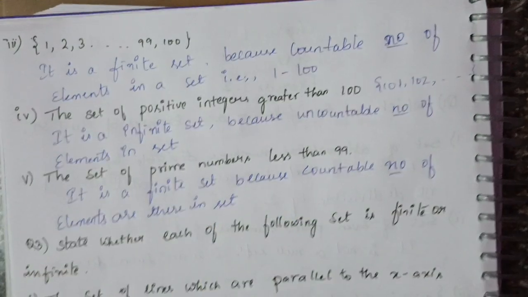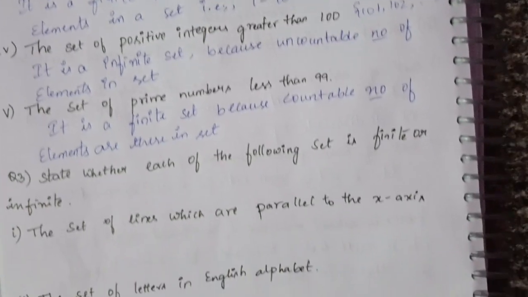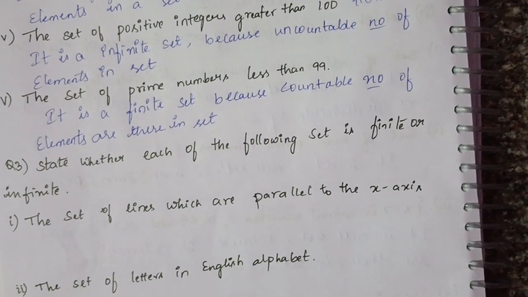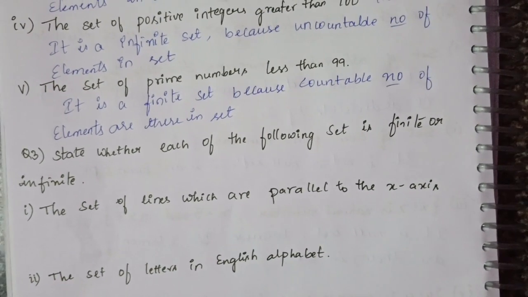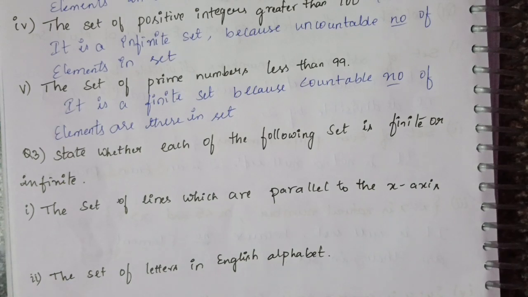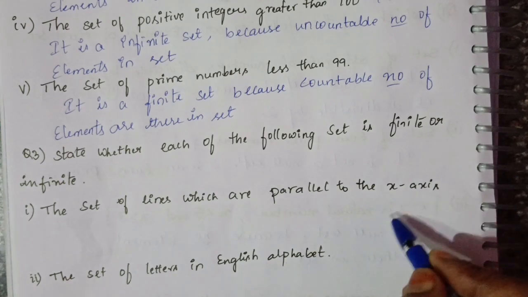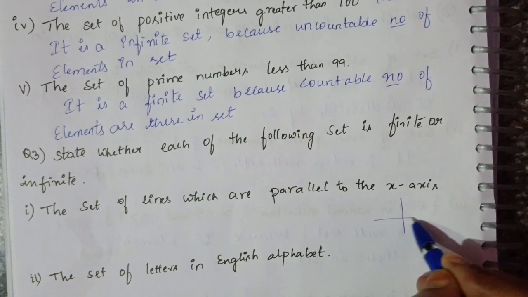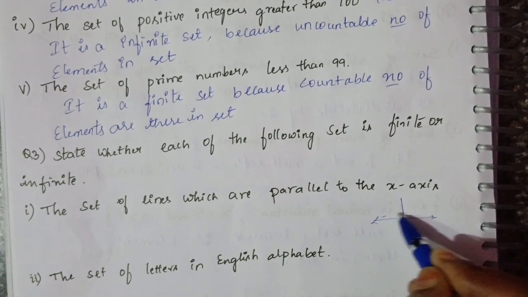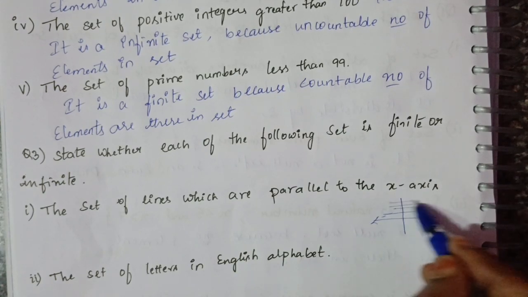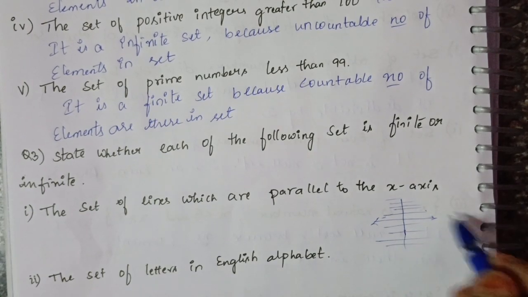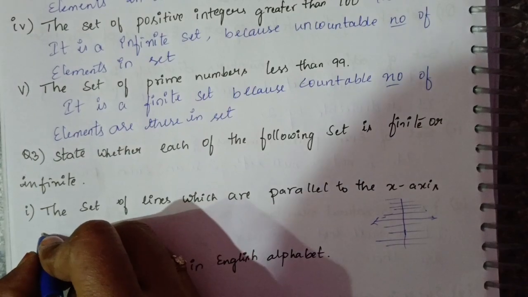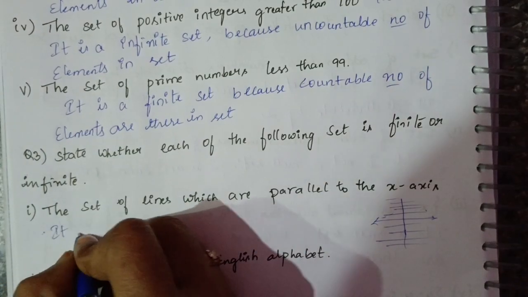Next question, state whether each of the following sets is finite or infinite. Next, a set of lines parallel to the x-axis. See, if you draw a Cartesian plane, this is the x-axis. Parallel to the x-axis means we don't know how many lines we can draw. Like in here also we can draw parallel to the x-axis. So it is an infinite set.